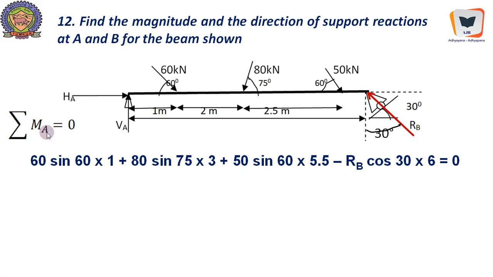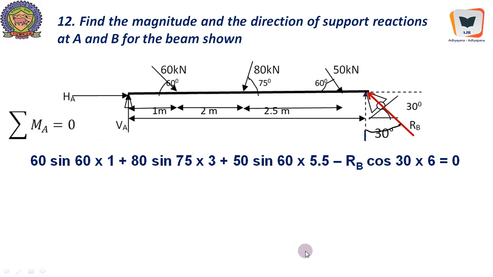Now sigma MA equal to 0. It is 60 sine 60 vertically down into 2.5 plus 2 plus 1, 60 sine 60 into 1 plus 80 sine 75 into 3, 2 plus 1 is 3, 50 sine 60 into 5.5, 2.5 plus 2 is 4.5 plus 1 is 5.5, minus RB cos 30. The vertical component is cos 30 because the angle is referred with respect to vertical. RB cos 30 into 6.